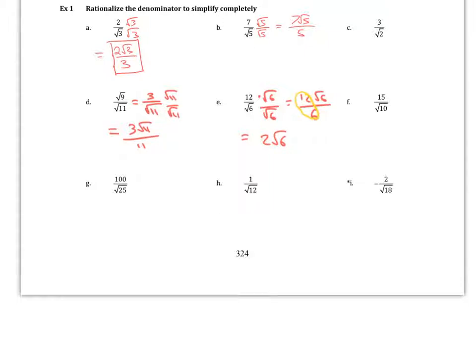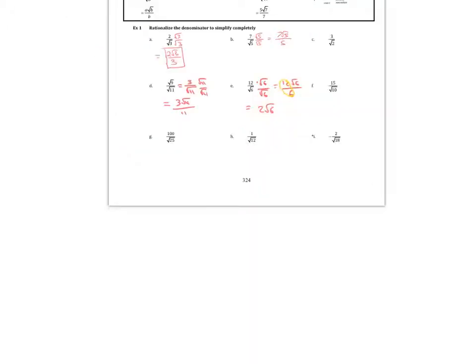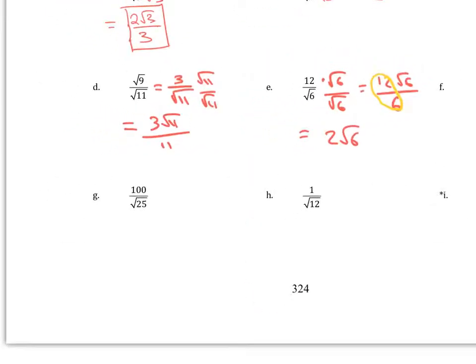All right. I want to take a look at a couple more, including a different way of doing some of these. So part G, again, you've got to have alarms going off when you see a perfect square. Square root of 25 is just 5. Ooh, we zoomed out. Square root of 25 is just 5. So I'm going to not rationalize this. I'm going to go 100 over 5. The square root's gone. Perfect. So my answer is just 20. So always, always, always look for your perfect squares.